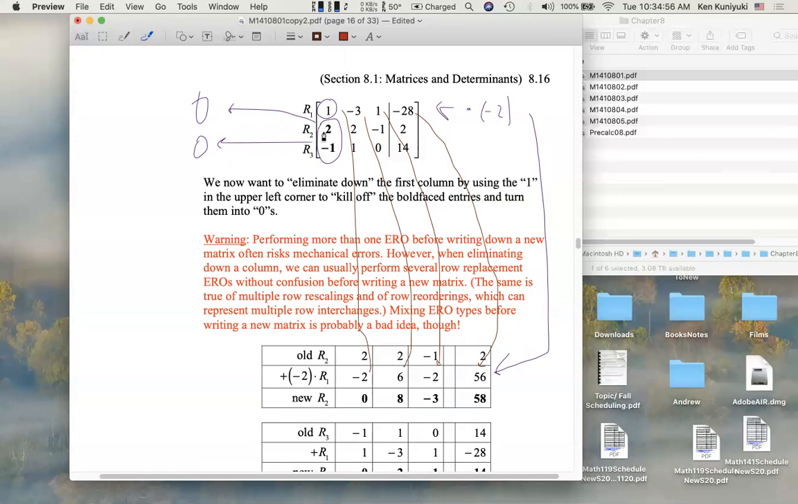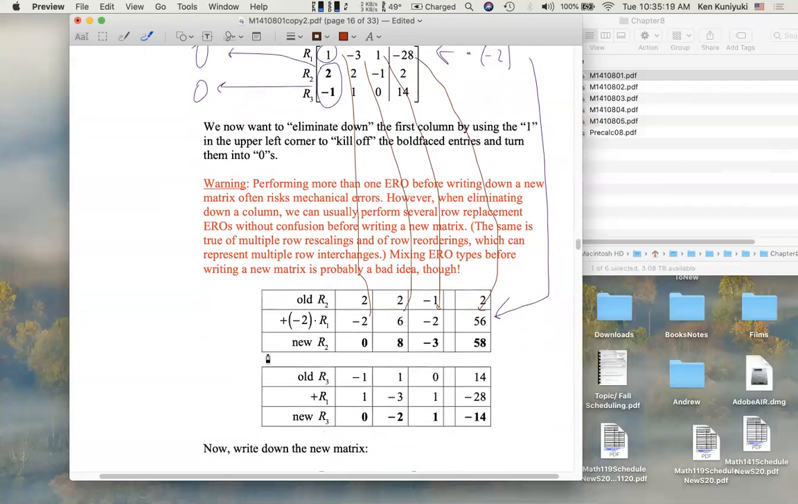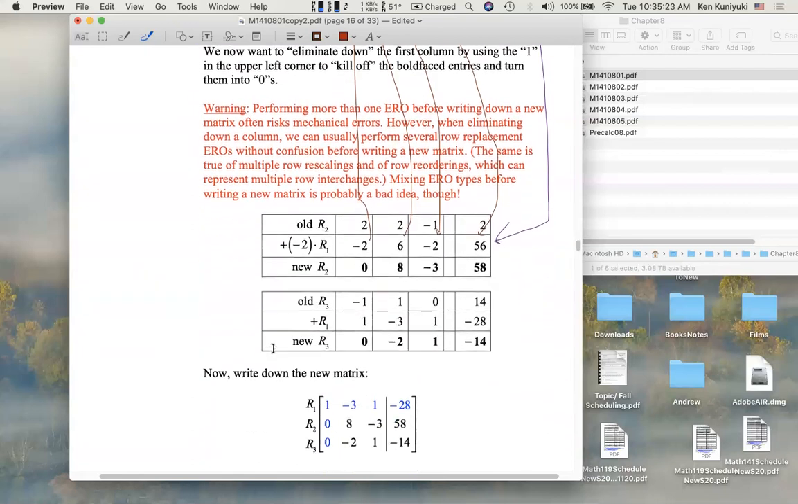Now, bear in mind, I would recommend doing this only down one column, to eliminate down one column. Don't start moving to other columns. So don't do too much at once. And definitely do not mix two different ERO types before you write the new matrix. But here, we're doing that same rescaling addition method, and we're doing it for the purposes of eliminating down column 1. We can do both of these operations before writing the new matrix. By the way, remember that when we write the new matrix, we can use that row equivalent symbol.